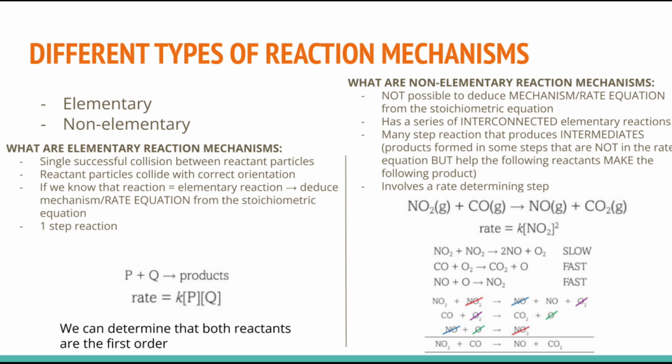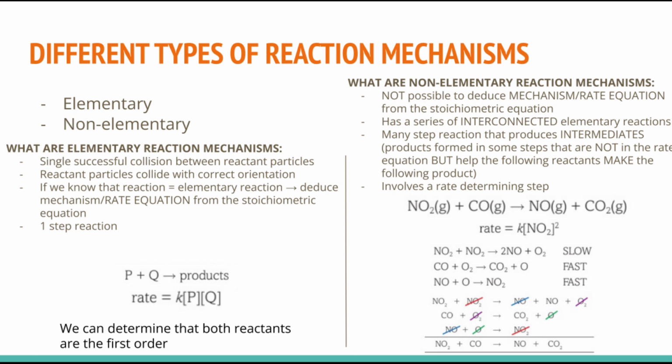What are non-elementary reaction mechanisms? In this case, it is not possible to deduce the mechanism or the rate equation from the stoichiometric equation. This is because there's a series of interconnected elementary reactions. It is not just a one-step reaction. There are many step reactions that can produce intermediates. Intermediates are products formed in some steps that are not in the rate equation but help the following reactants to make the following product. And it involves a rate determining step.